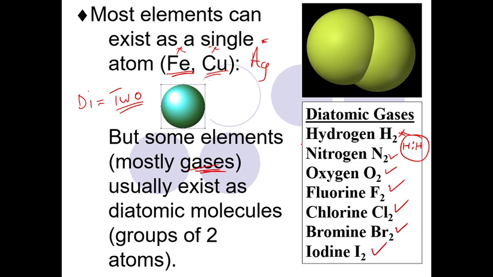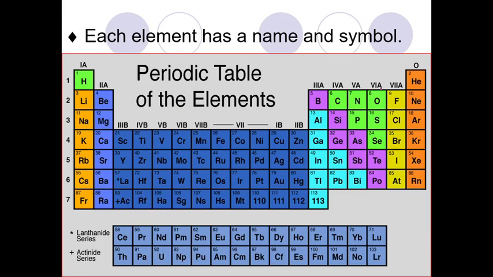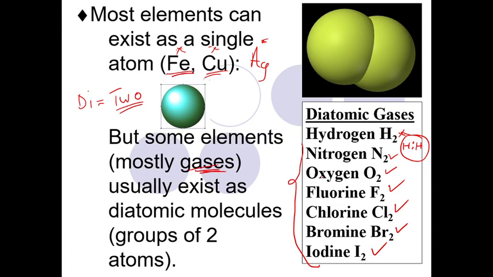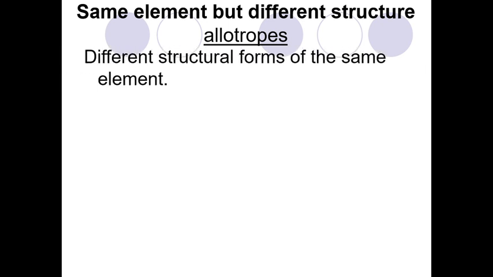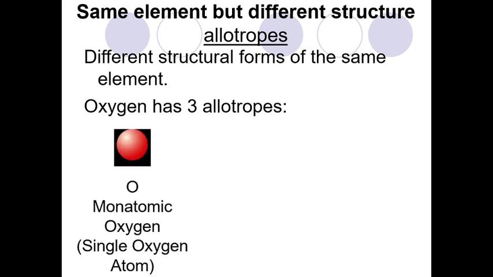Notice that most of these gases that exist as diatomic elements belong to a group of elements called your halogens. Your halogens are in group 7 of your periodic table. So these are your diatomic elements. They exist in twos. So they are still what? They are still elements. So we can have the same element but different structures. Those are called allotropes. You get to learn them as you go higher up into physics. So for example, oxygen.